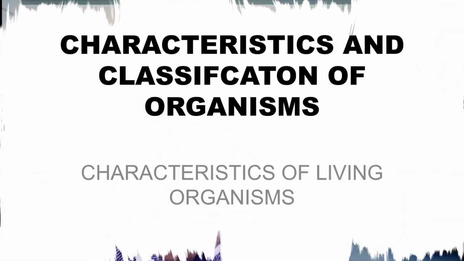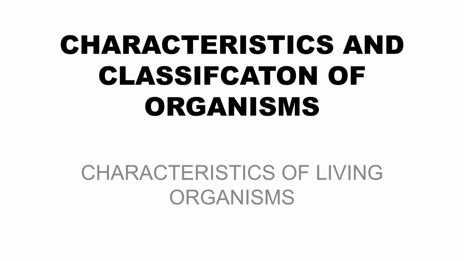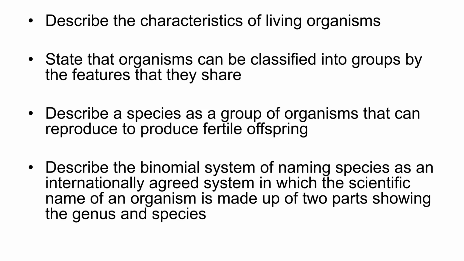Today we are going to talk about characteristics and classification of living organisms, the first topic of IGCSE Biology. We're going to be looking at the first four objectives. Number 1 says describe the characteristics of living organisms. Number 2 says state that organisms can be classified into groups by the features that they share. Number 3 says describe a species as a group of organisms that can reproduce to produce fertile offspring.